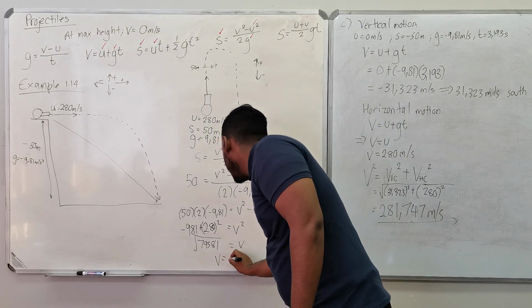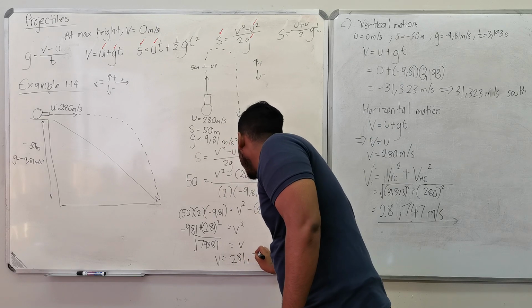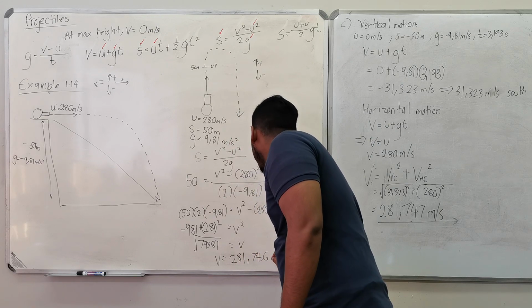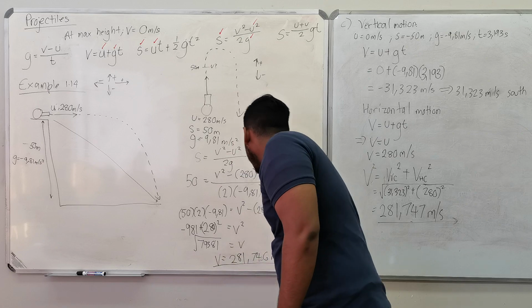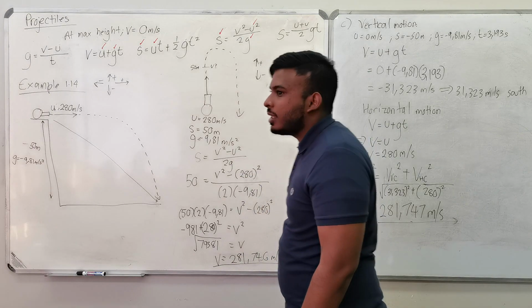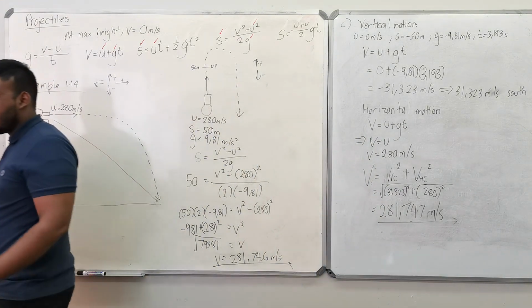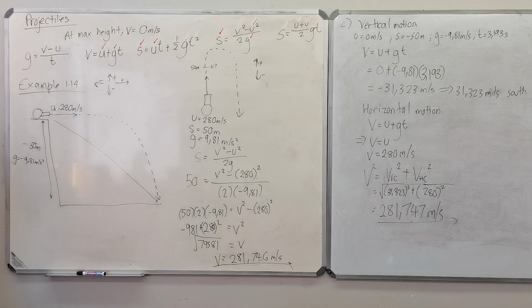281.746. Velocity is equal to 281.746 meters per second. Okay, that will be its final velocity.